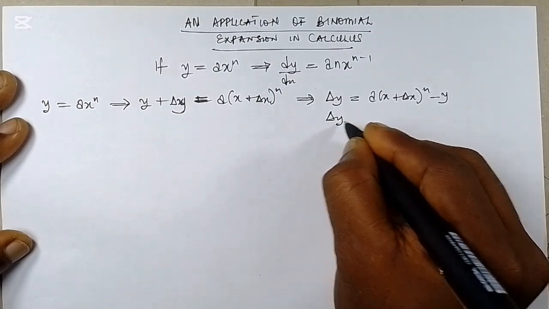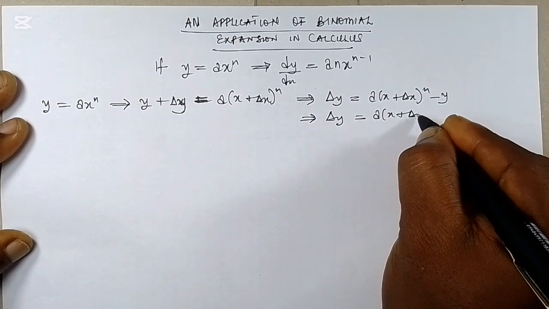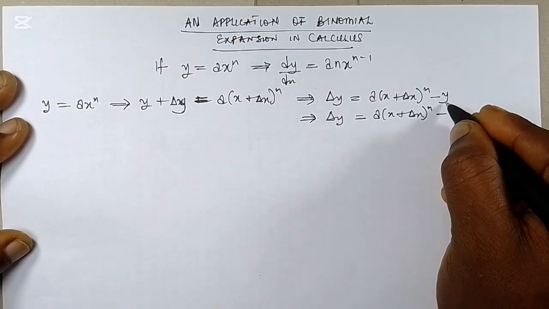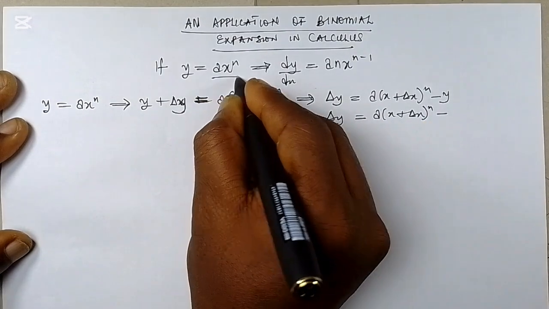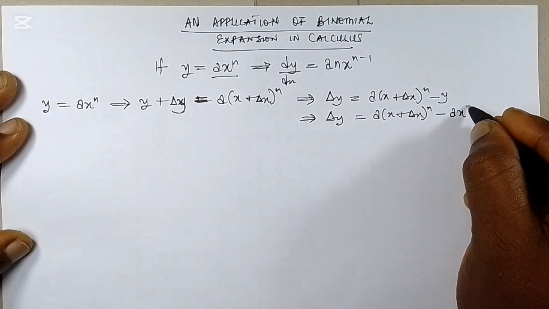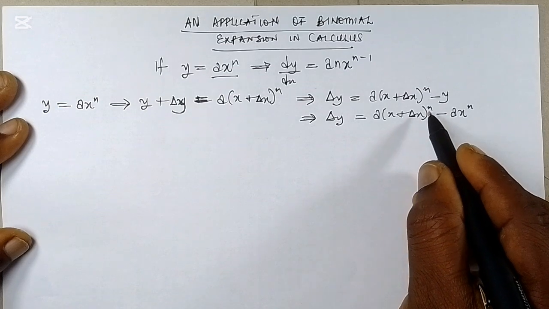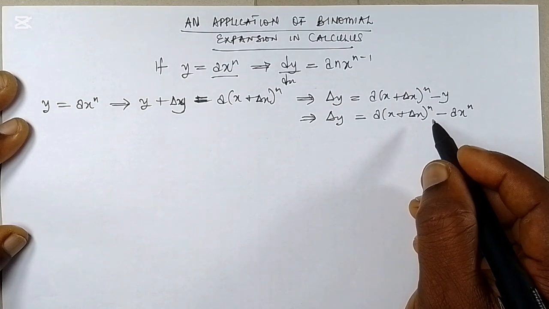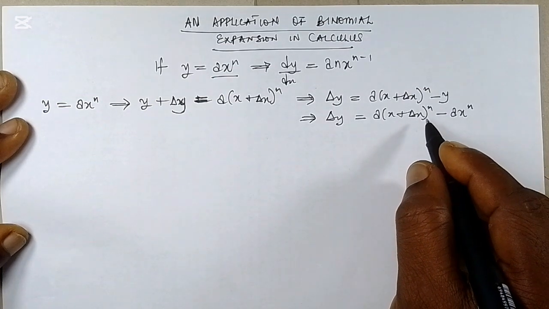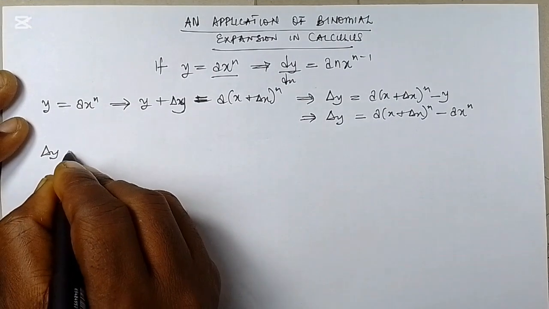Now, change in y obviously will be equal to a x plus change in x all raised to the power of n minus what y is. We are told y is ax raised to the power of n. So I'm going to bring that here. Now, x plus change in x all raised to the power of n can be simplified or expanded using binomial expansion. So what I'm going to do will be to bring the problem here.